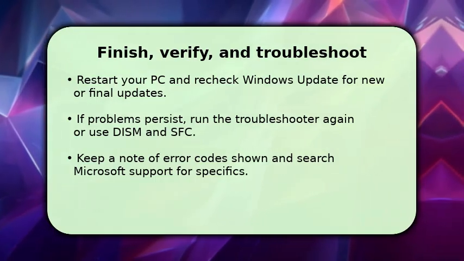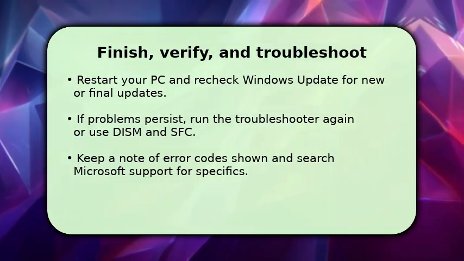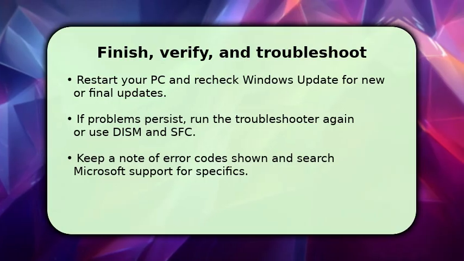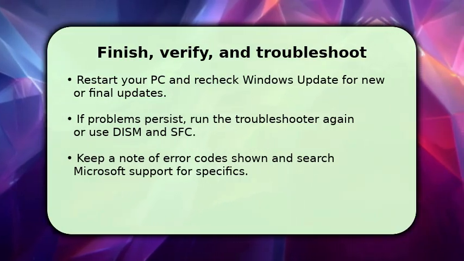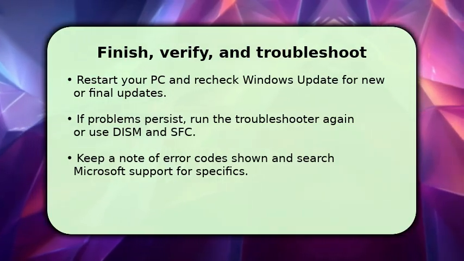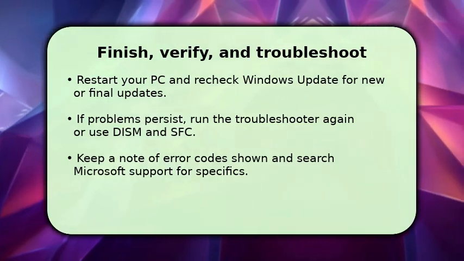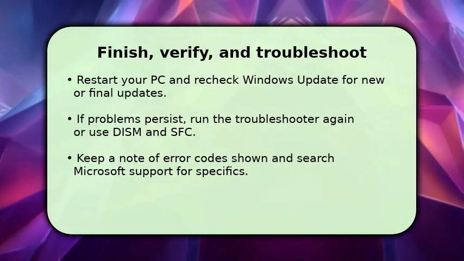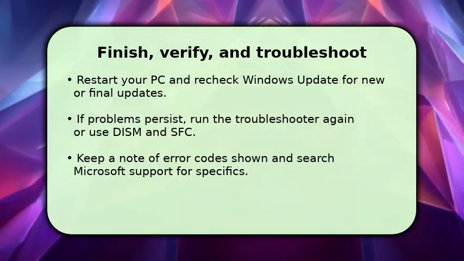If the issue persists, run the Windows Update Troubleshooter a second time, and once done, use DISM and sfc /scannow from an elevated command prompt to repair system files. Make sure to record any error codes the tool reports. Those codes speed targeted searches and help you or support.